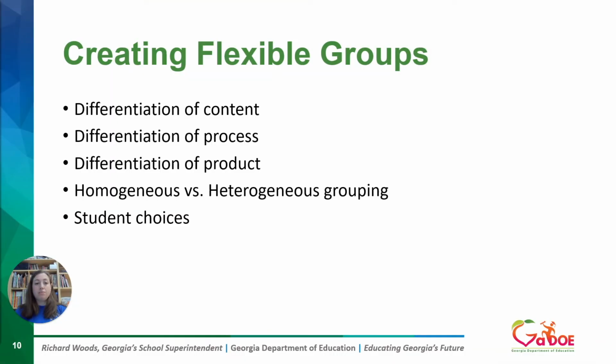Now that we know what flexible grouping is, let's talk about different ways you can create it. You can differentiate by content, process, and product, either in actual groups with several students at once, or by offering different options, and then students opt in to a specific option, putting them in that group, even if they're not physically working in a group. We're going to talk about some examples of homogeneous and heterogeneous grouping, and I'll give you some examples of what it looks like for students to have choices in grouping.